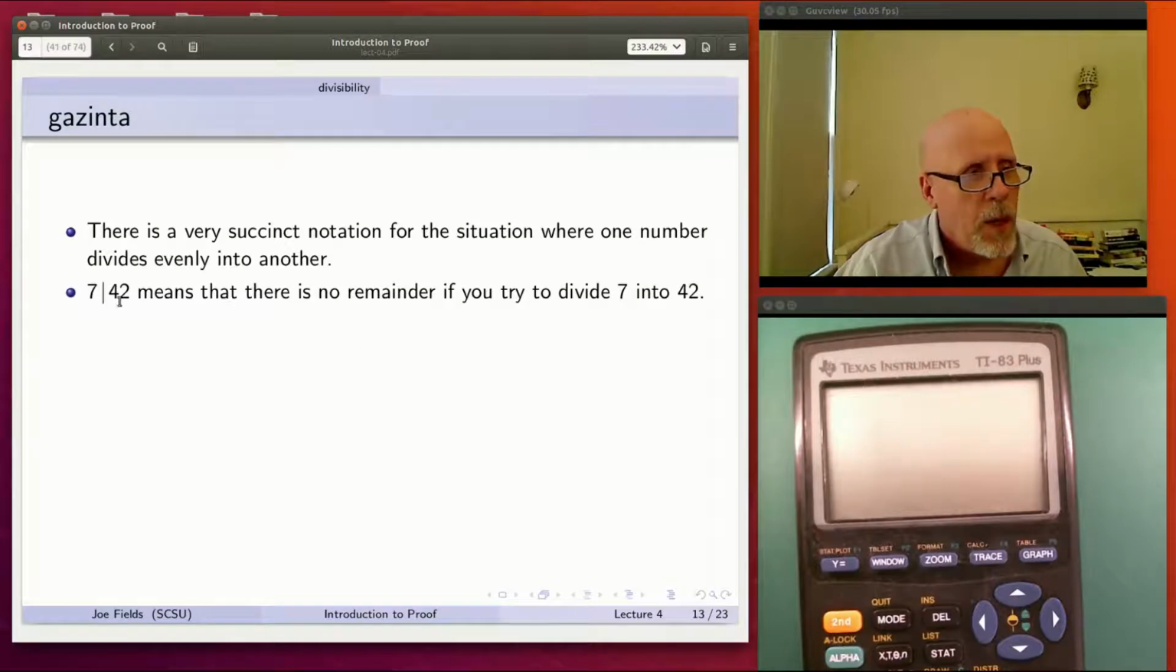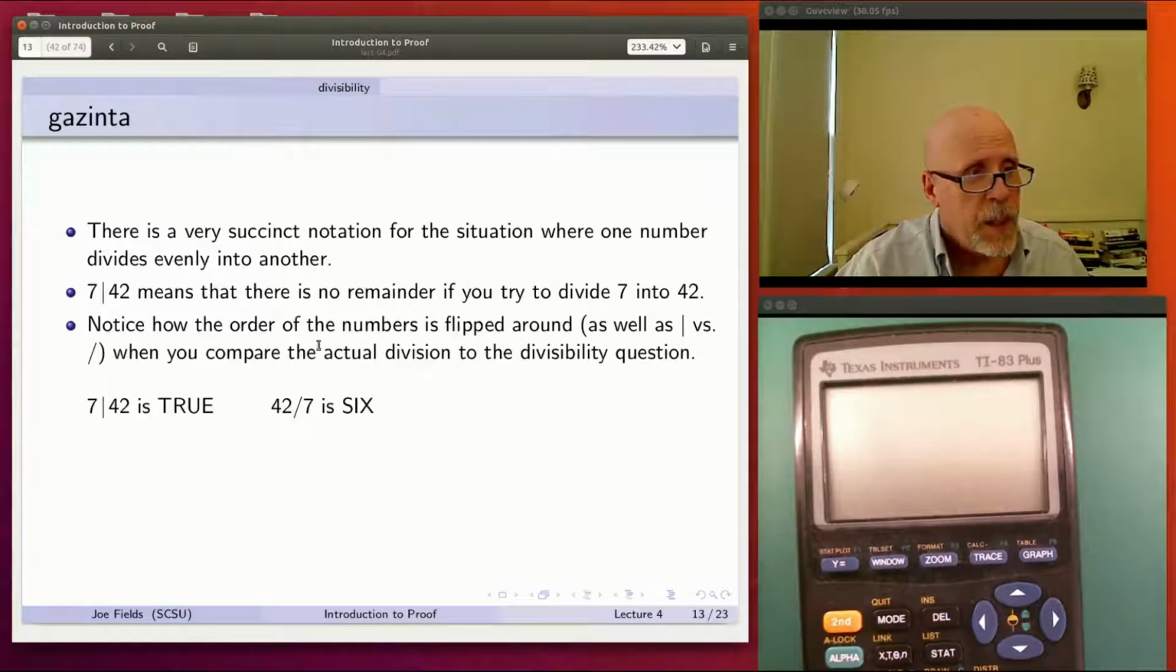So the way you do this is you just put a vertical bar between the two things. 7 vertical bar 42 means 7 divides 42. Or to put more detail on it, there is no remainder if you try to divide 7 into 42. Notice how the order of the numbers is flipped around, as well as the vertical bar turns into a slash or a backslash, the fraction sign, when you compare actual division to the divisibility question.